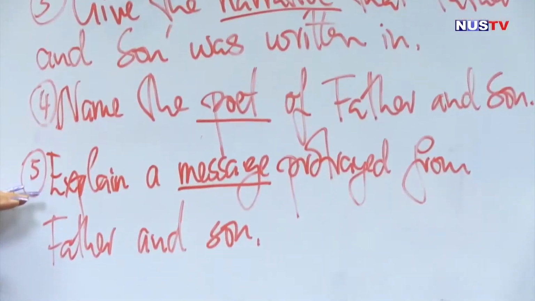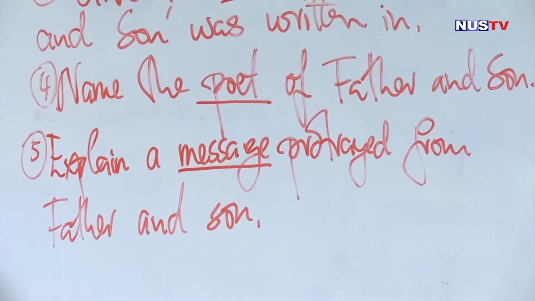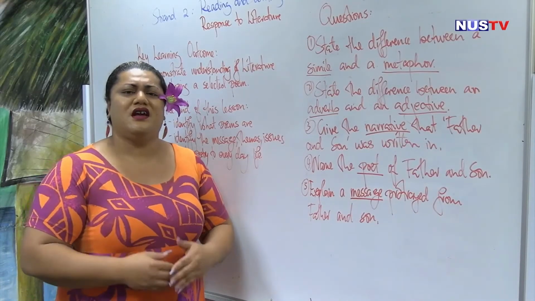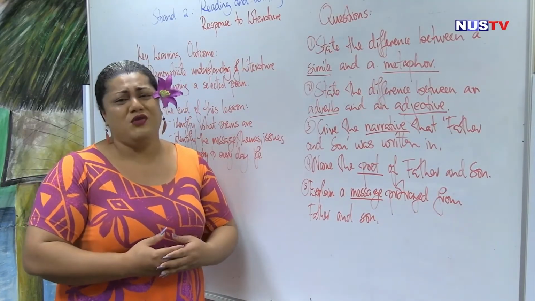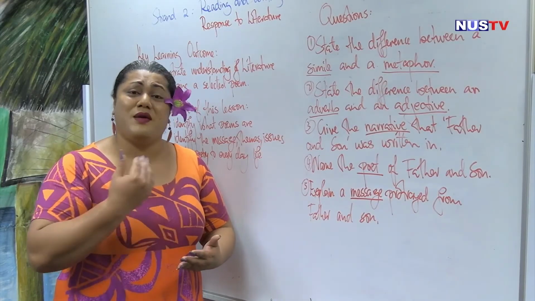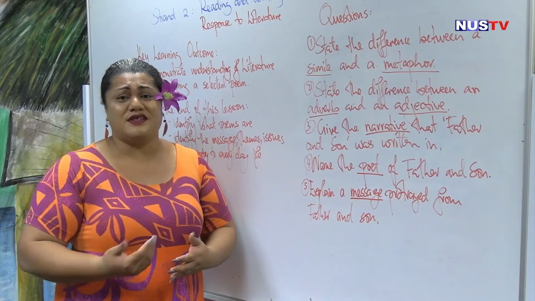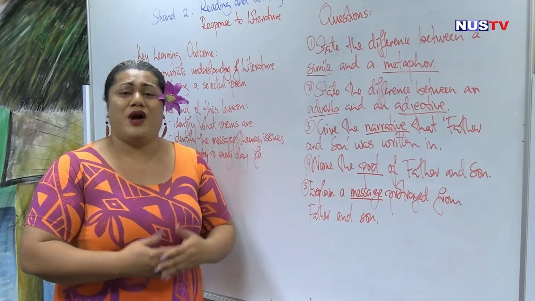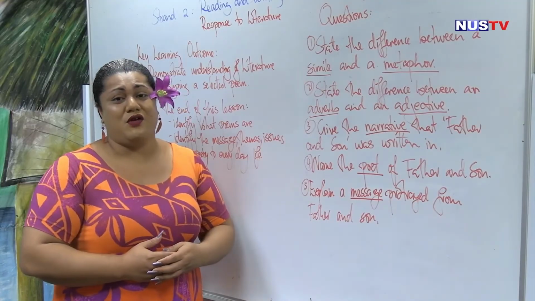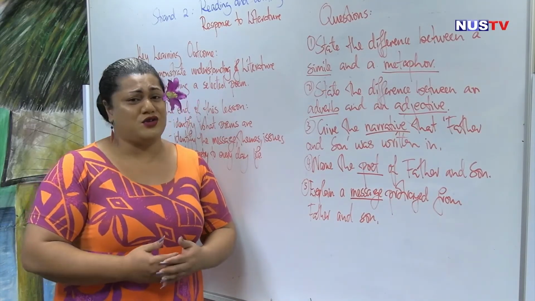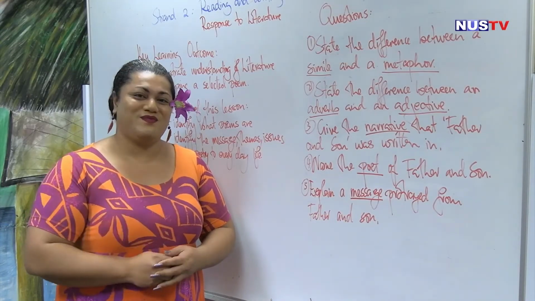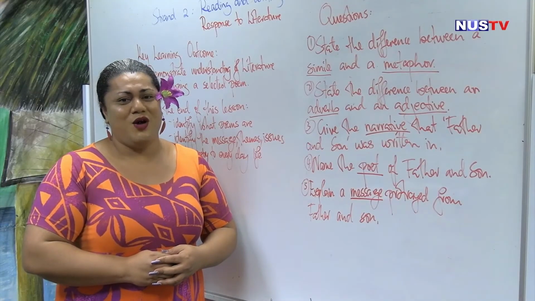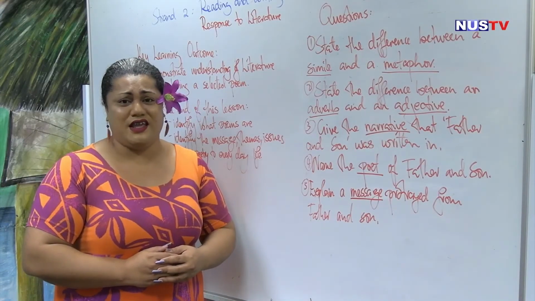And our last question, explain a message portrayed from Father and Son. We also discussed this during our previous lesson. Father and Son gives us the lesson, or the message, of communicating with your parents. Remember the love of your parents. Remember the tapoinga. Remember that you are supported by people within your families, your community, your churches, your relatives, and they all want you to succeed in life. Okay, let's look at our poem that we will be covering today.